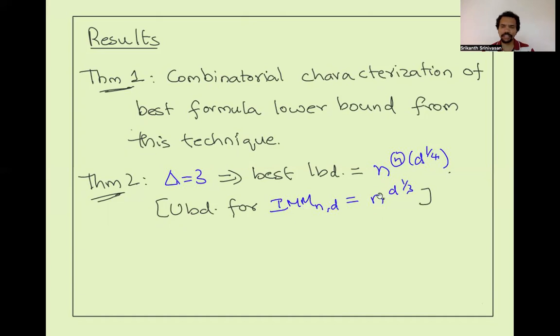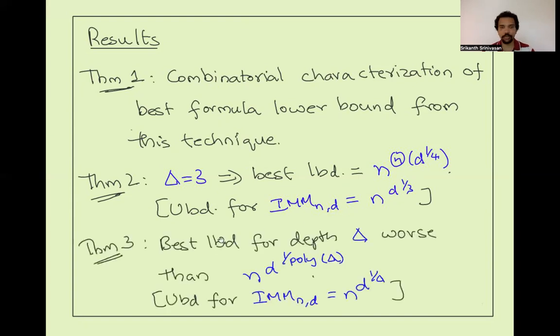But this result still leaves open the possibility that we can get the right lower bound up to maybe a constant factor in this triple exponent. Maybe we can get n to the d to the 1/2 delta or something like that. In our final result, we say no to this more relaxed version of the question. We show that the best lower bound for product depth delta is much worse than the upper bound. The upper bound is something like n to the d to the 1 by delta, but the best lower bound is n to the d to the 1 by poly delta. In fact, worse, it's something like a super polynomial function of delta. So those are negative results for the power of this technique to prove significantly stronger lower bounds than the ones we have.